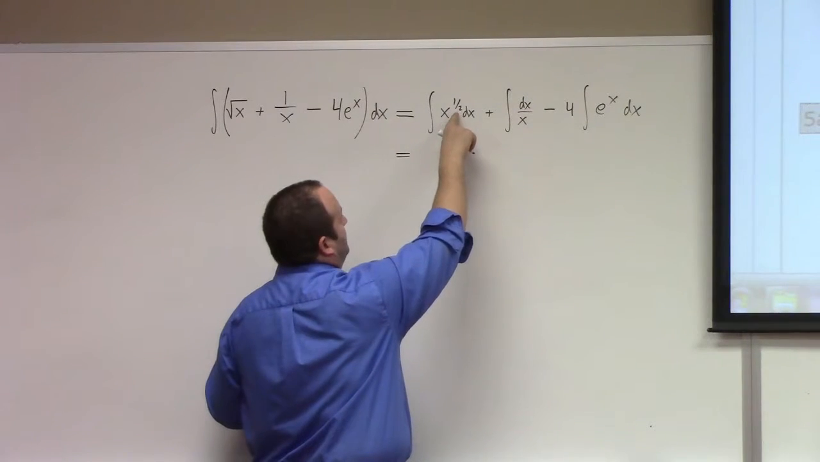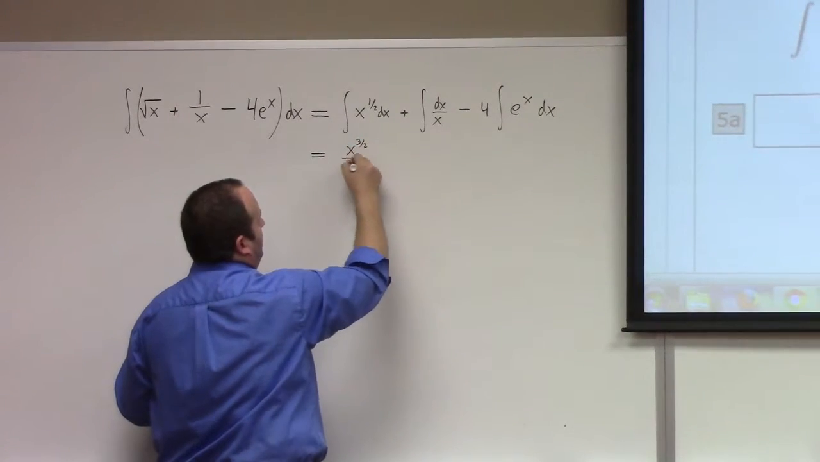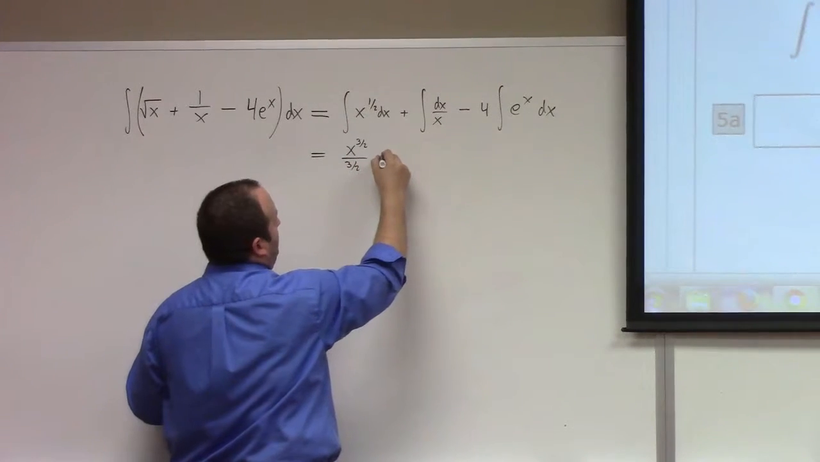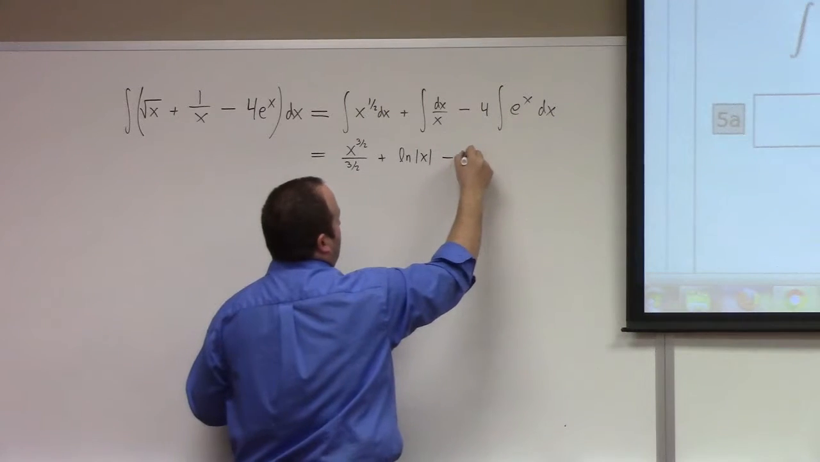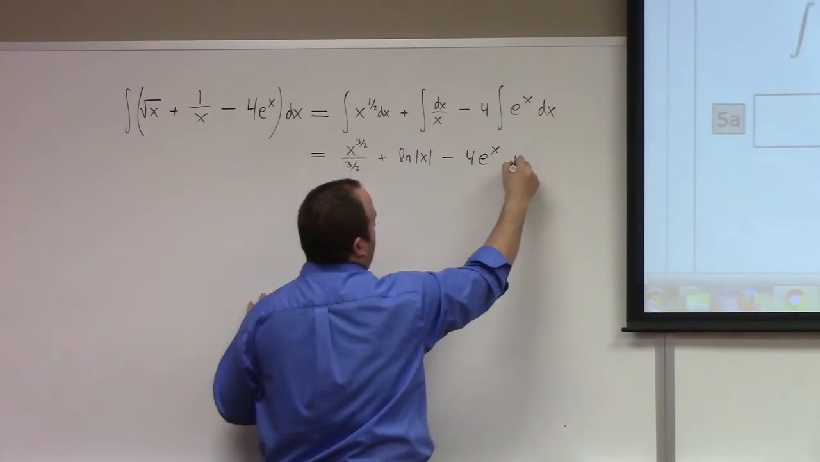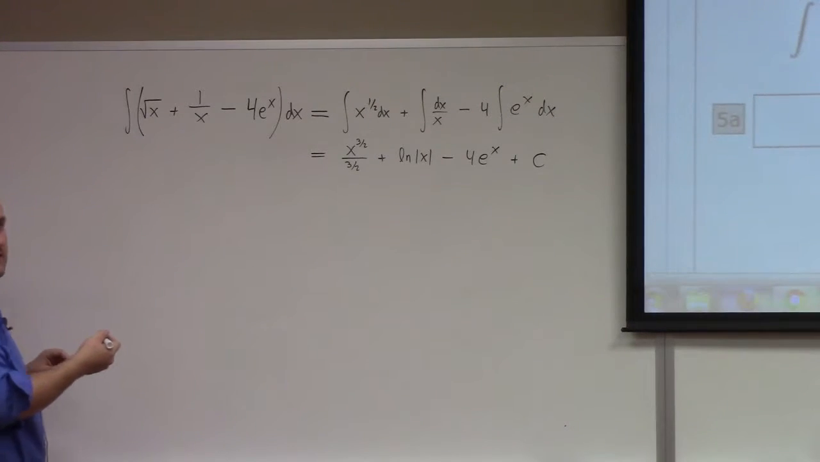Add 1. We get x to the 3/2 over 3/2 plus the natural log of the absolute value of x minus 4 times e to the x. Now, how do I know that? These are the basic antiderivatives we're supposed to know.